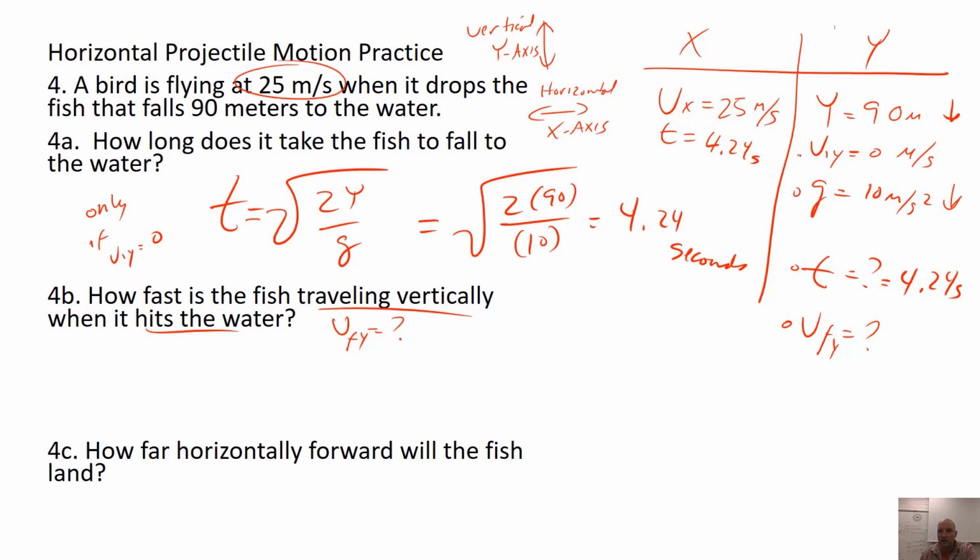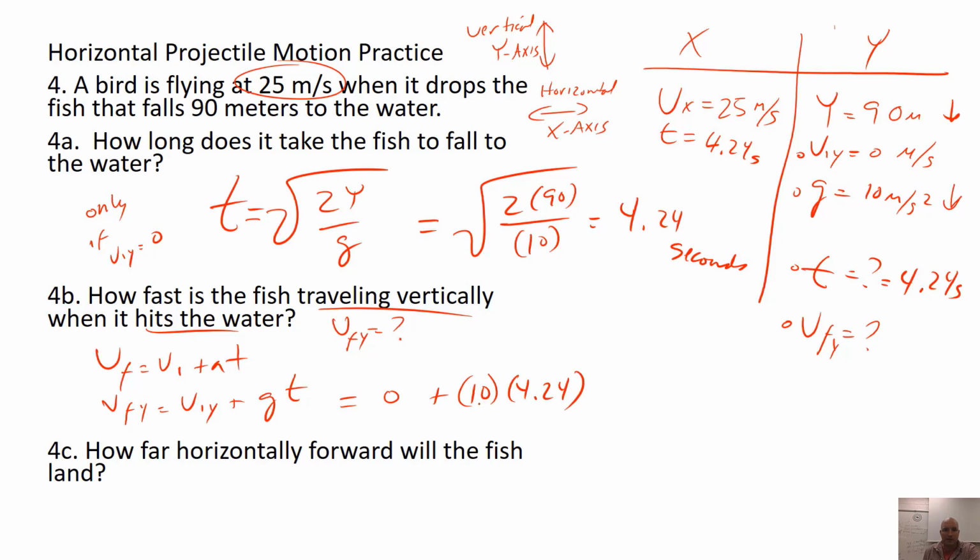You're going to see an equation on your equation sheet that says VF equals VI plus AT. That is specialized to go with these. VF is nothing more than VFY. VI is nothing more than V initial y. And A is nothing more than the acceleration due to gravity, and T is just time. So I could take that equation and pull out that VI is 0. The acceleration due to gravity is 10, and it's going to do that for 4.24 seconds.